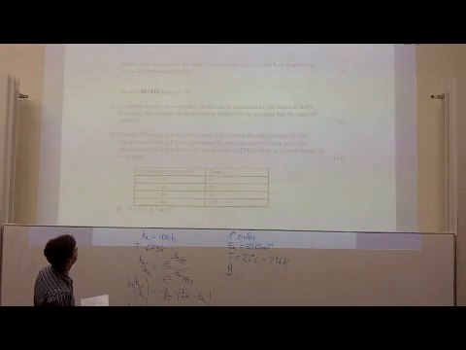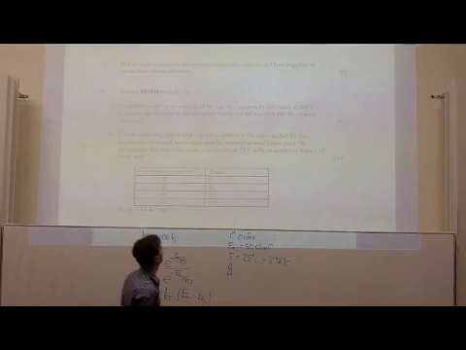First of all, we have to find the rate constant. Plot a graph to determine the rate constant.